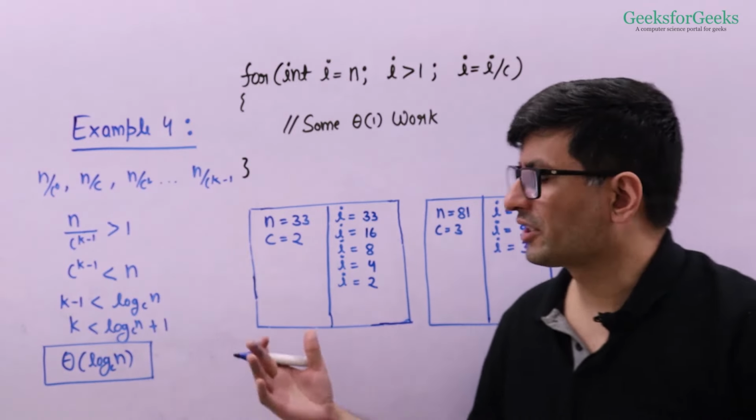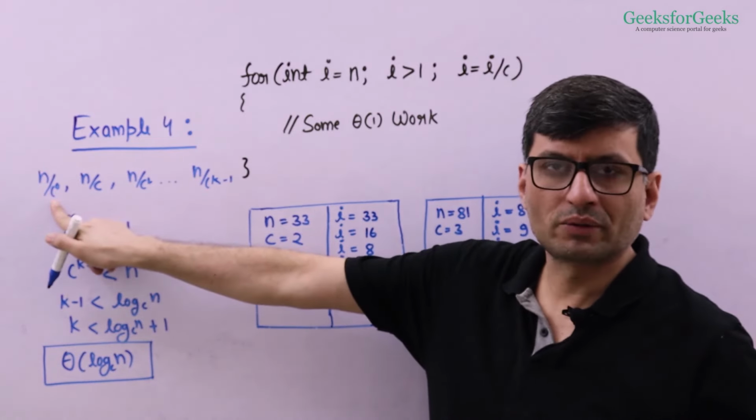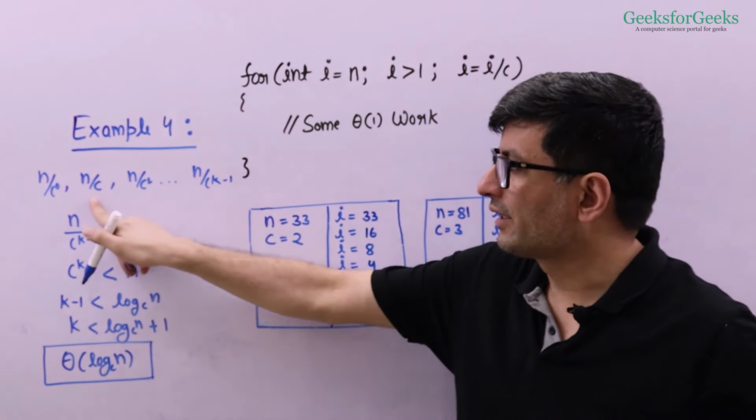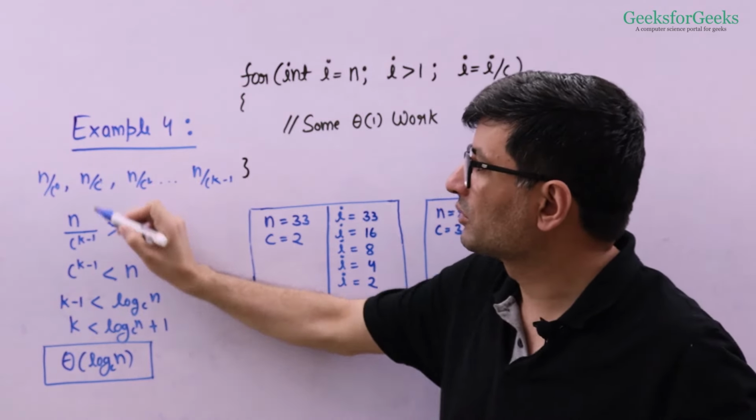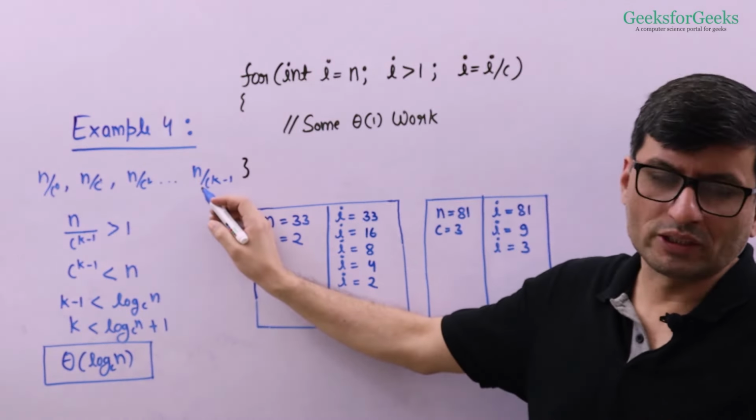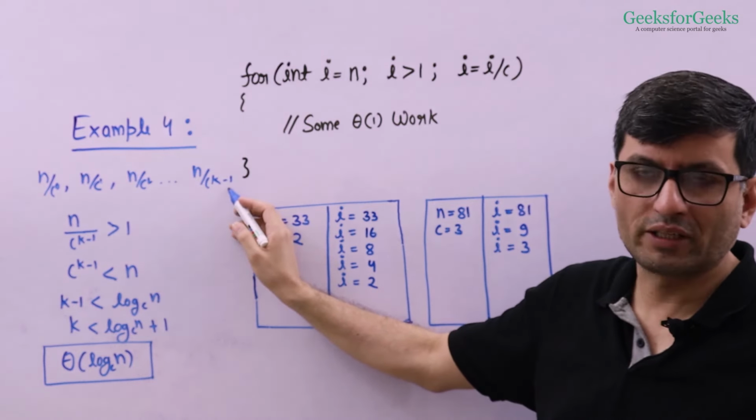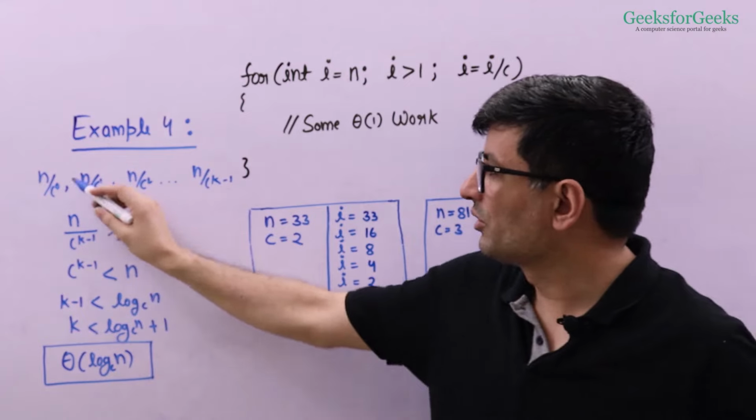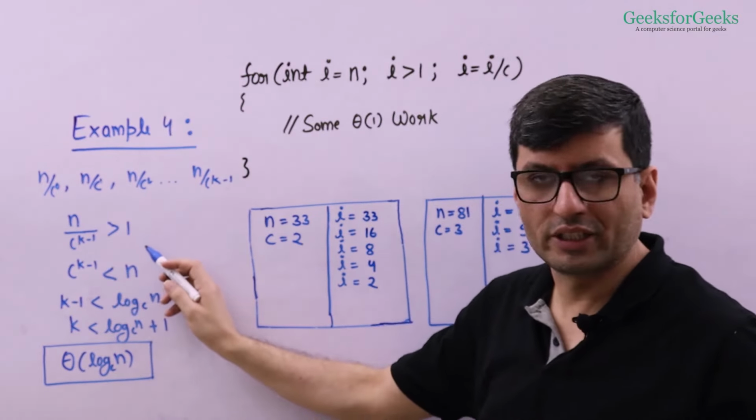Let's see the mathematical understanding also. This loop begins with n divided by c raised to the power 0, and c raised to the power 0 is 1. Then n divided by c, then n divided by c square. So n divided by c means c raised to the power 1. If the loop runs k times, then this loop is going to run up to n by c raised to the power k minus 1, from 0 to k minus 1, total k times. Now this last term has to be greater than 1.